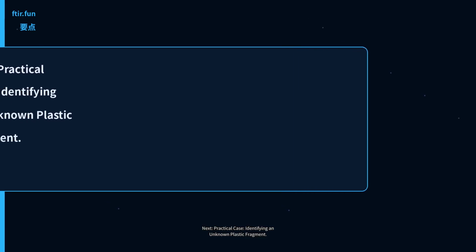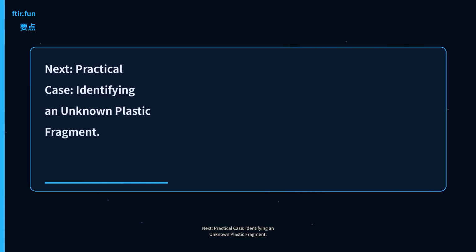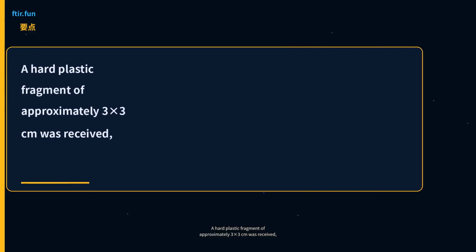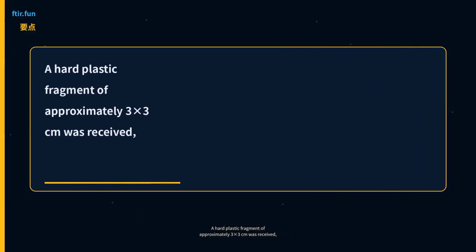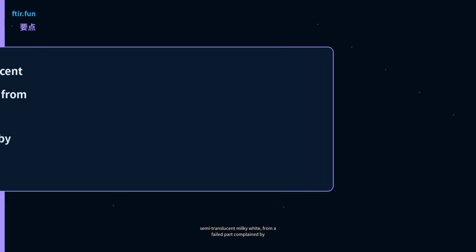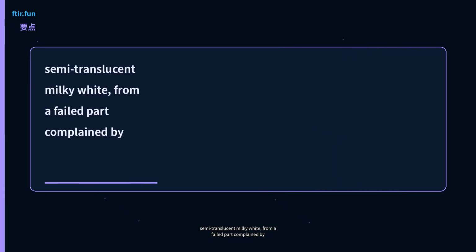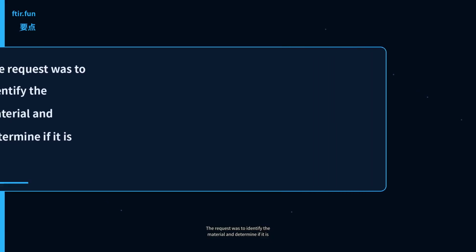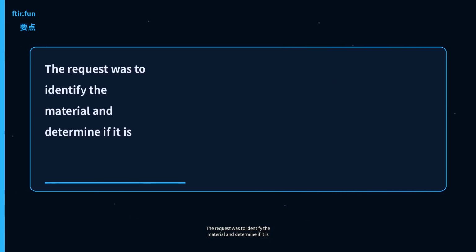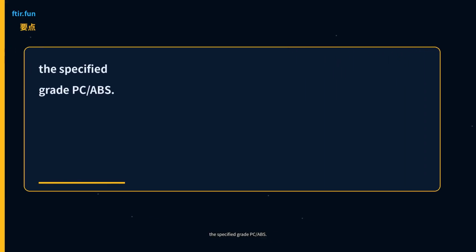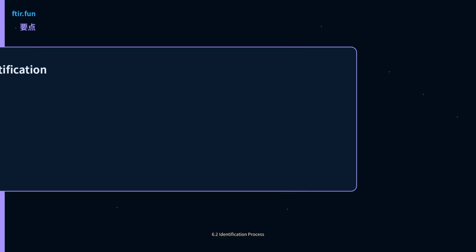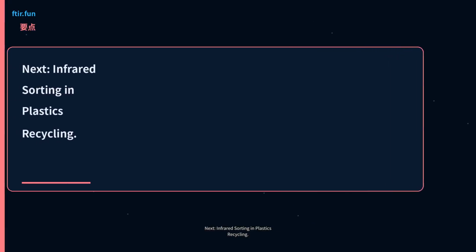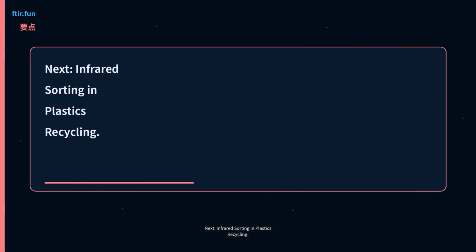Next, practical case: identifying an unknown plastic fragment. A hard plastic fragment of approximately 3 by 3 centimeters was received, semi-translucent milky white, from a failed part complained about by a customer. The request was to identify the material and determine if it is the specified grade of PC/ABS. 6.2 Identification process.